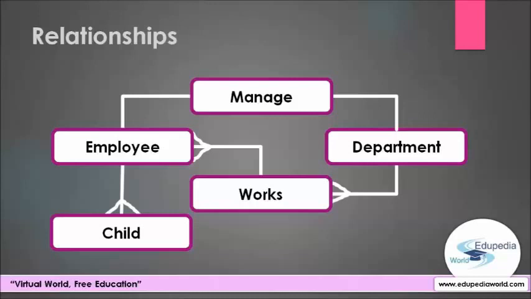And among the department entity and the works entity, it has a one-to-many relationship. And among the works entity and the employee entity, it also has a one-to-many relationship. Since each department can have at most one manager, each department number can appear at most once in the managers table, making it a key for the managers.